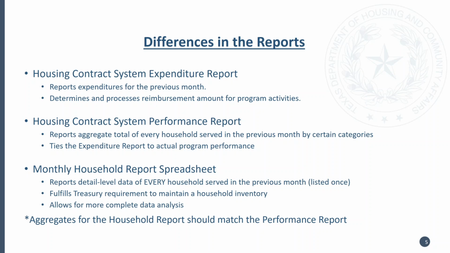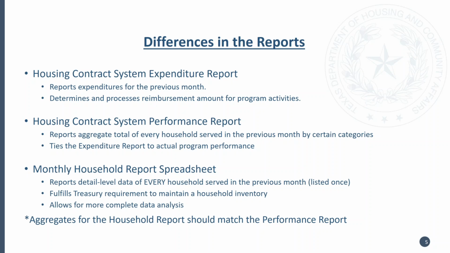This monthly household report fulfills a Treasury requirement for ERA funds that we have to maintain. I put inventory here, but basically a log of every household we've served and information about that household. So it's specific to this grant. And it also allows for more complete data analysis on our end. So when Treasury requires specific information, or the governor's office or so forth requests information about performance of the grant, we are able to use this information in order to calculate aggregates based on detail level data.